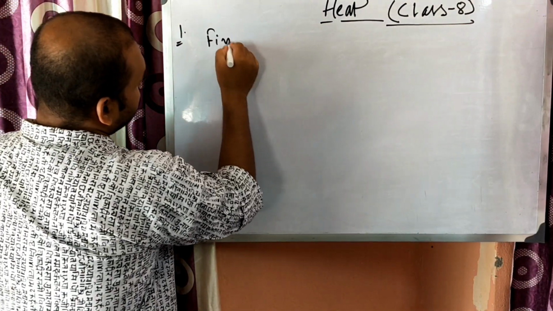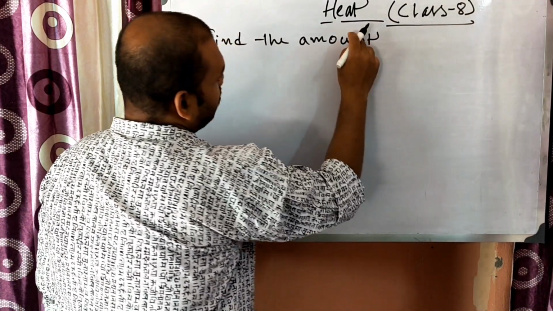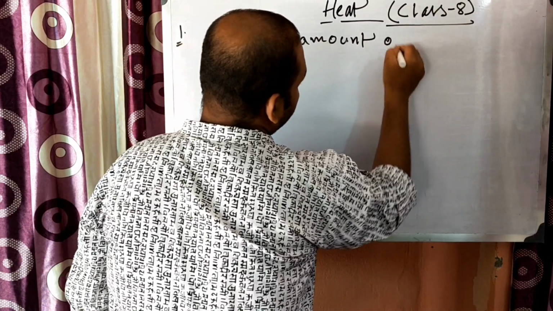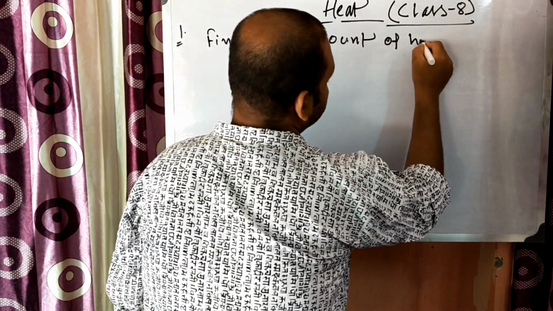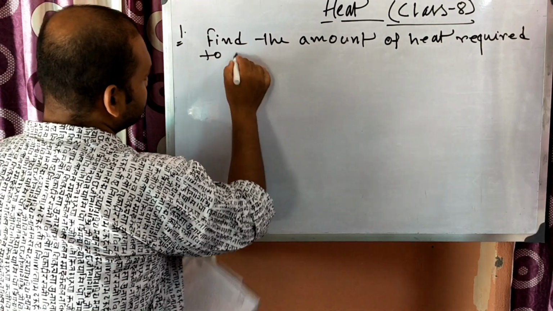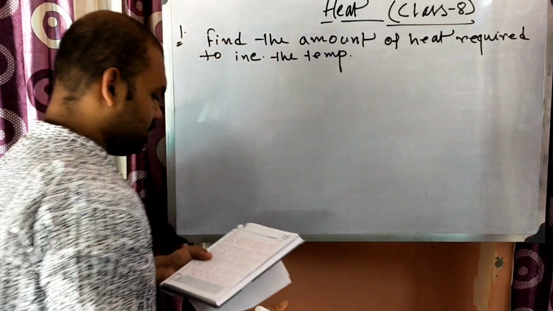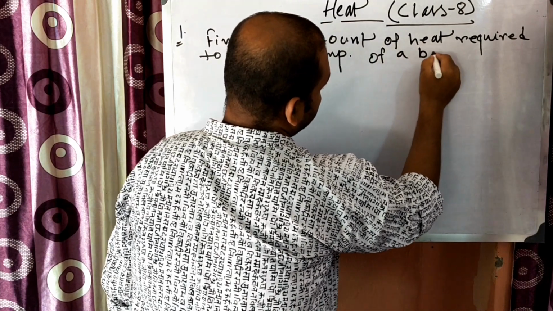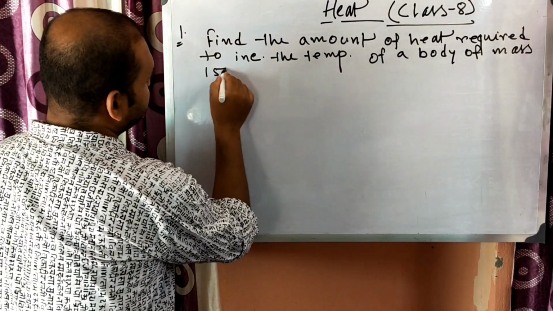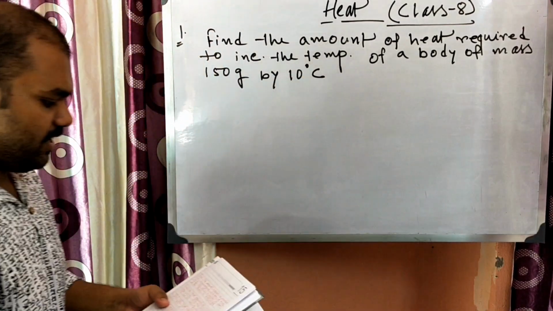Find the amount of heat required to increase the temperature of a body of mass 150 gram by 10 degrees Celsius. Okay, what is given?